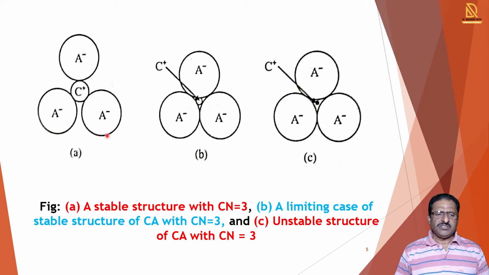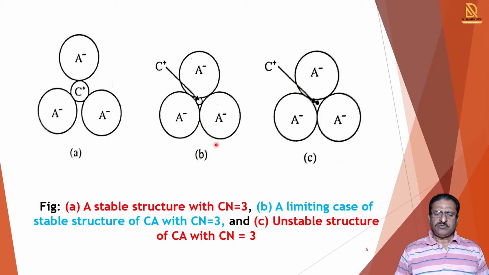But in this case there is one other problem. When the cation and anion are surrounded with each other, close packing is not observed, because space, a void, is observed, and this structure may be defective.